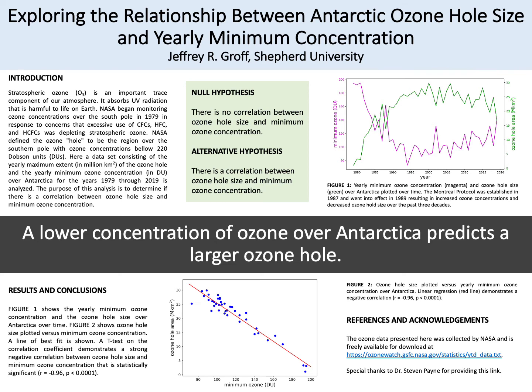So in figure 1, I'm plotting these two data sets as a function of time. The green line shows ozone hole area in millions of kilometers squared each year from 1979 through 2019. And the magenta line shows the yearly minimum ozone concentration in Dobson units for each year from 1979 to 2019.